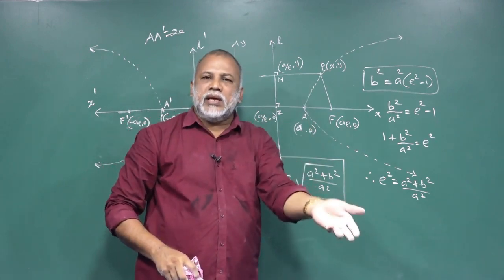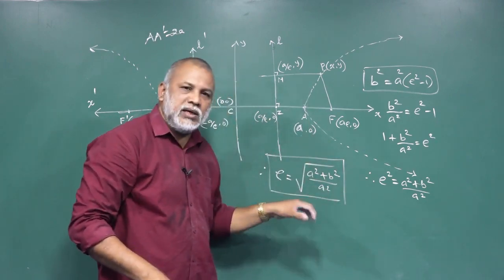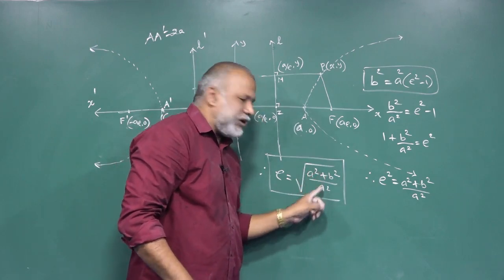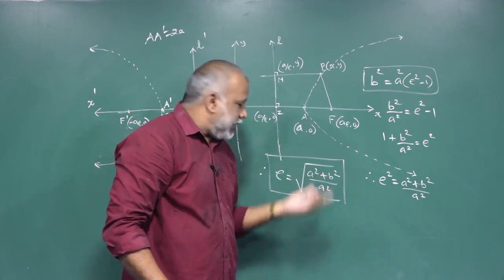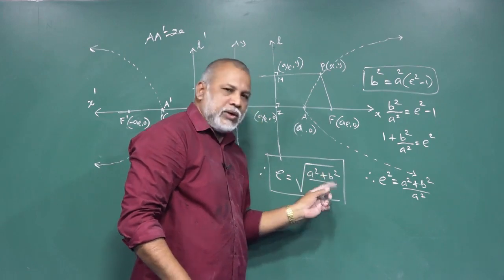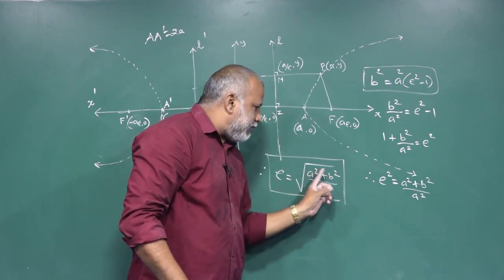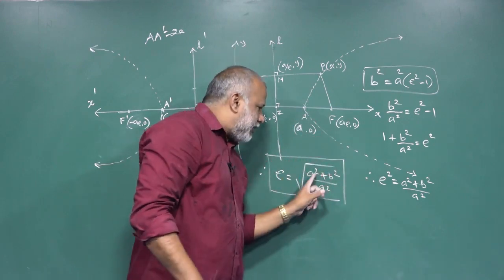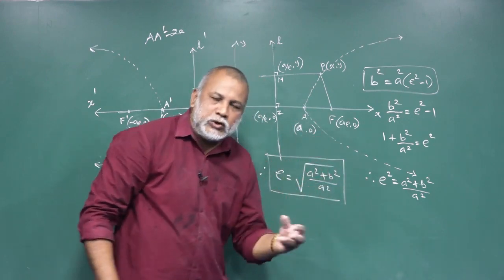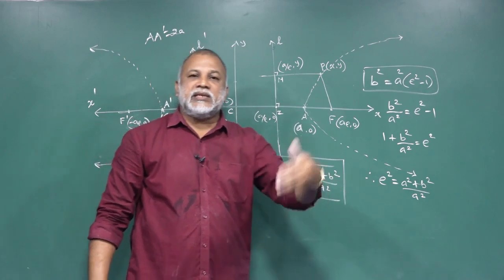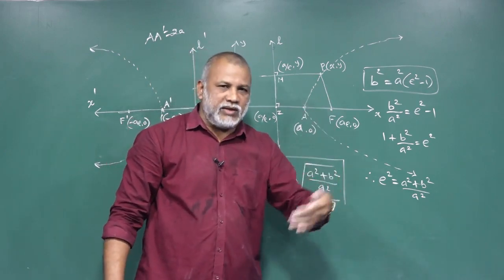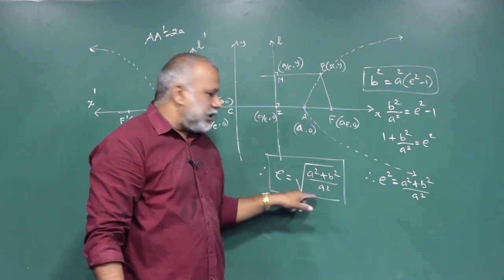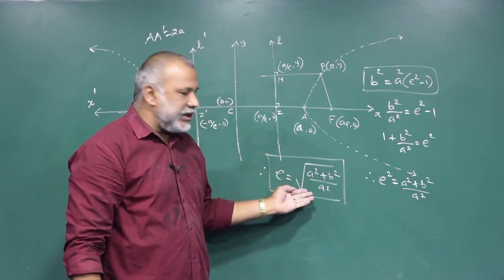But compare with the ellipse. What is the difference? For an ellipse, E is the square root of (A squared minus B squared) divided by A squared. For a hyperbola, here it is A squared plus B squared. See the reason. A squared minus B squared means it will be less than 1. A squared plus B squared divided by A squared, producing the value of E, means greater than 1. Already we have the definition. For an ellipse, E is less than 1. For a hyperbola, E is greater than 1.